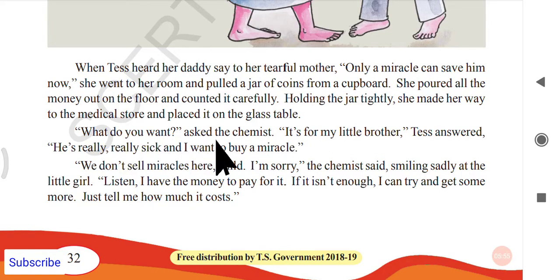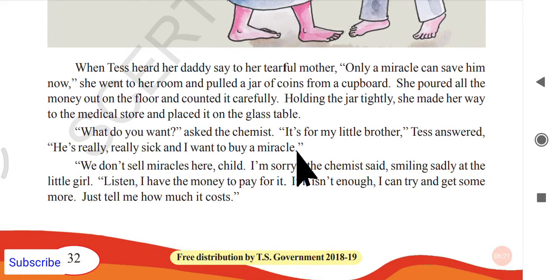So what do you want? asked the chemist. Chemist in the sense the shopkeeper. The shopkeeper said, okay, girl, what do you want now? It's for my little brother, Tess answered. He is really, really sick, and I want to buy a miracle. It might seem a little bit funny, but it is not funny at all. She is very serious about her brother. She is very determined to save her little brother, and very much determined to buy a miracle for him.